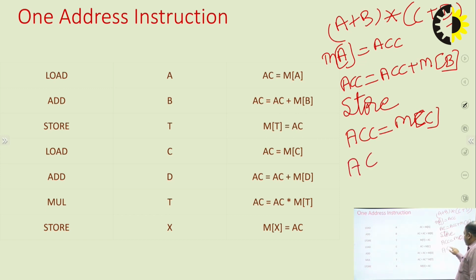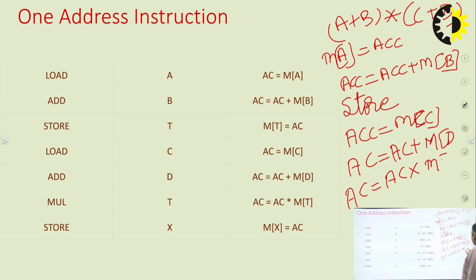Then AC is equal to AC plus data of D, and then what we do? We do multiplication with AC. The last part of our instruction is multiplication. So in the same accumulator, we do the multiplication, and that multiplication is shown as the output. It is the one address instruction.